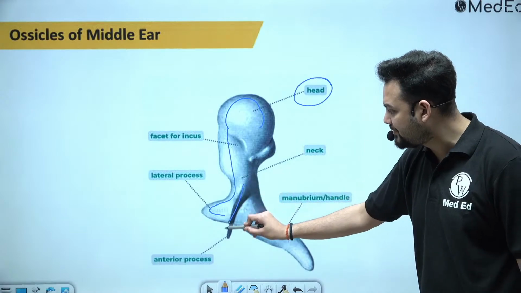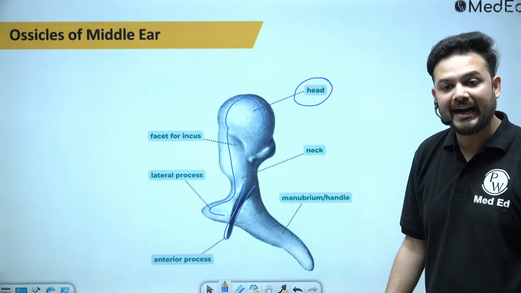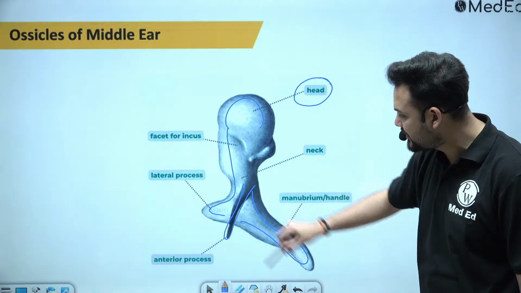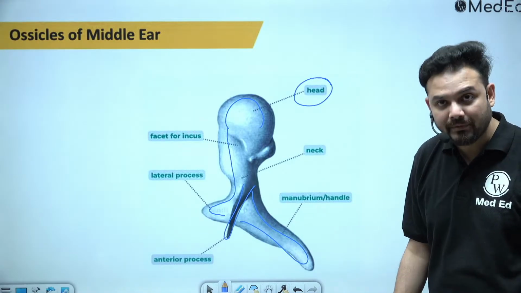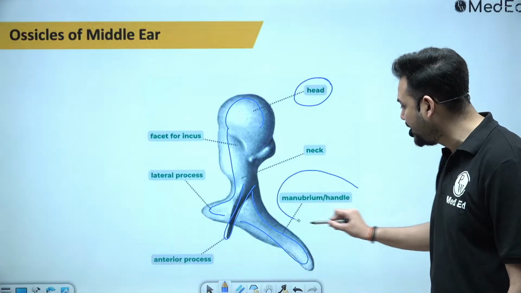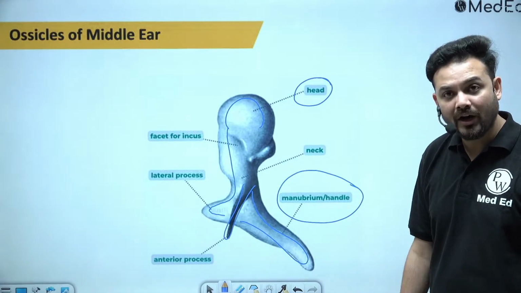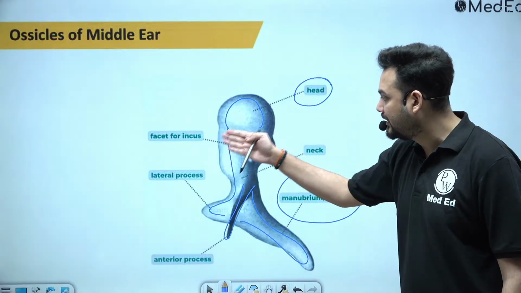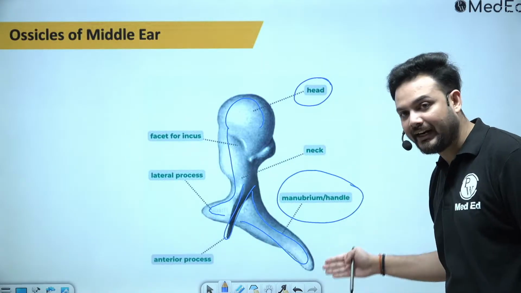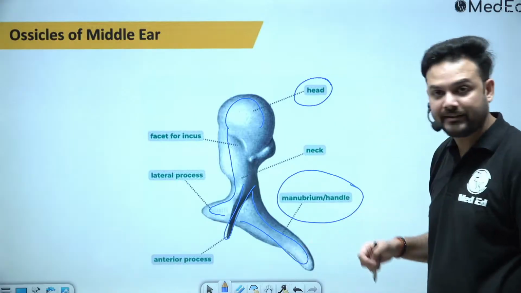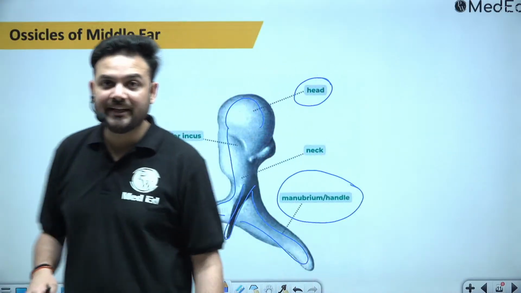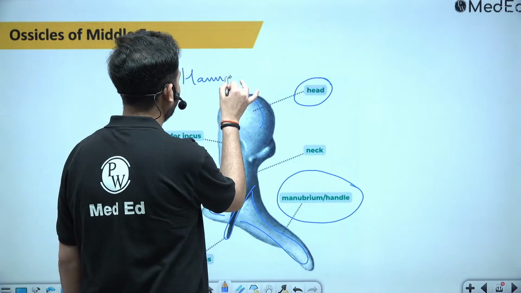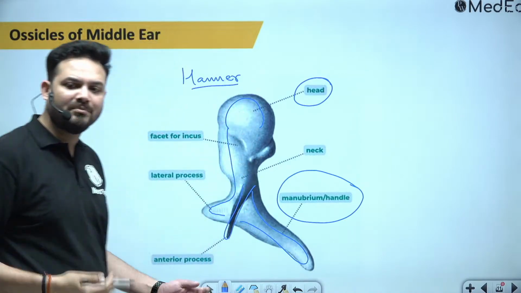You have got another process which is coming out anteriorly. This is called the anterior process of malleus. And then you have one huge thing which comes down, and this is the one which attaches to the tympanic membrane, and this is called the handle or manubrium. So you've got head, neck, lateral process, anterior process and handle or manubrium. ये handle की तरह दिखता है. How does it actually look? It actually looks like a hammer. तो हम इसे hammer भी बोलते थे.